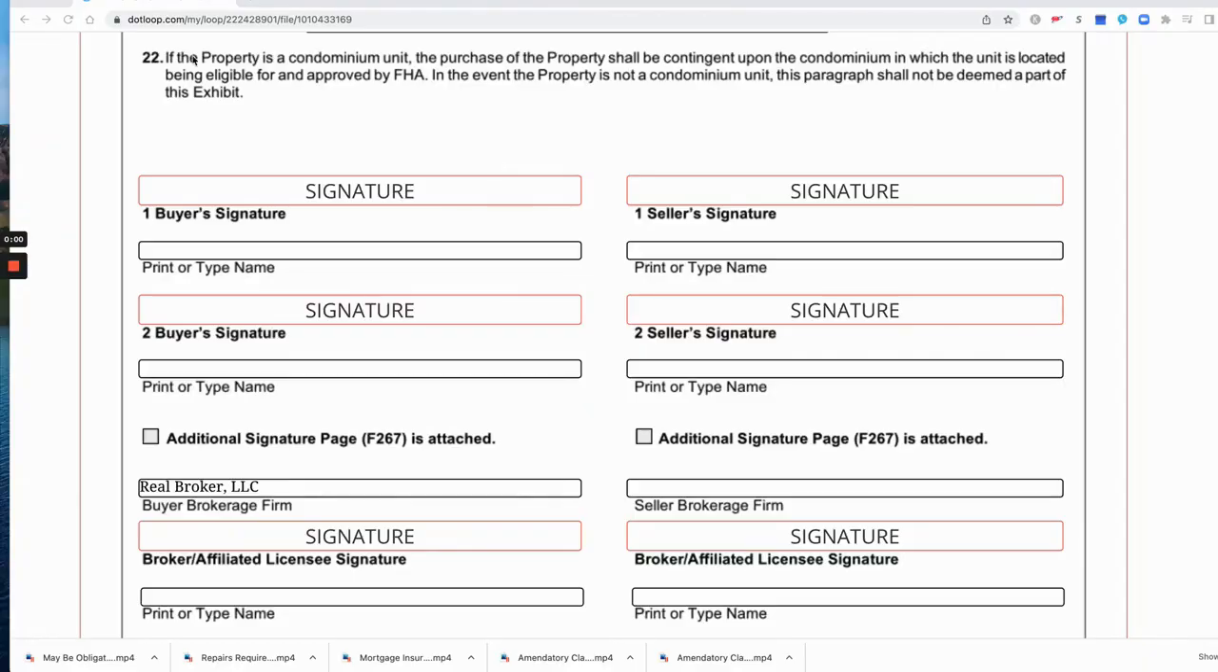All right, so the final section I'm going to talk to you about, the fifth difference here, is relating to condominium complexes. This little paragraph, paragraph number 22, only applies if you are selling a condo. If it's a residential single-family home, or a fee simple townhouse, for example, this would not apply. But if you are working on a condo, it's very important to have your lender check to see if that condominium is FHA approved.